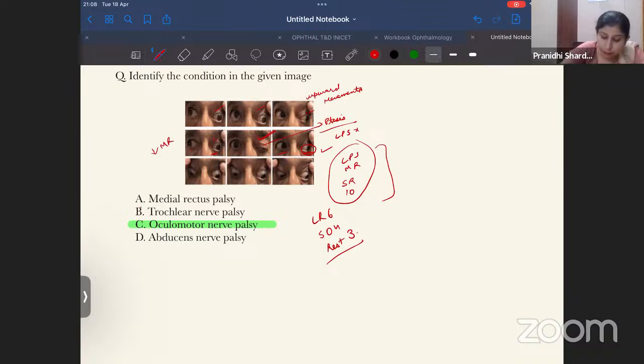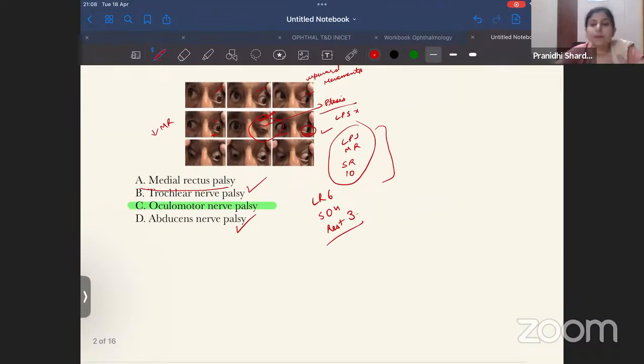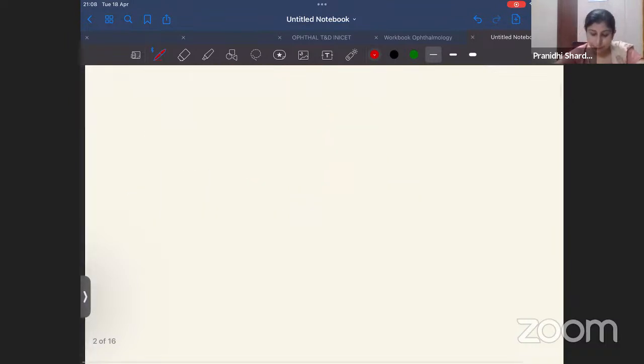Other options: if only the medial rectus was involved, the LPS muscle should have been normal. In trochlear nerve palsy, the patient would have had a problem in depression and intorsion, because superior oblique is responsible for depressing the eye, and the trochlear nerve supplies the superior oblique muscle. Similarly, in abducent nerve palsy, there could have been a problem in abduction. So the answer comes out to be the third nerve palsy.